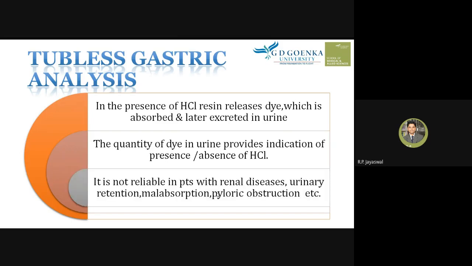It is not reliable in patients with renal disease, urinary retention, malabsorption or pyloric obstruction. So this type of test is not good for such patients. Tubeless gastric analysis is sometimes used as a substitute screening test when the patient has discomfort while inserting the nasal tube or Ryle's tube.